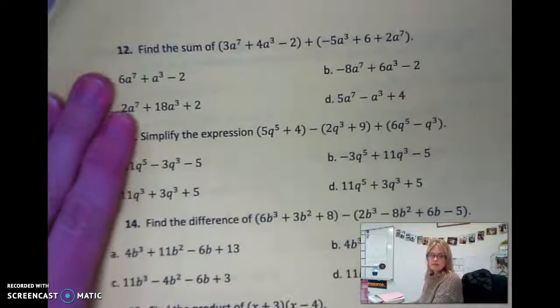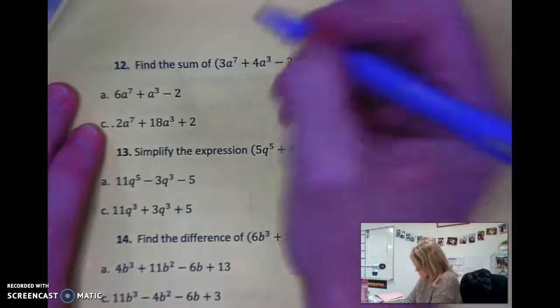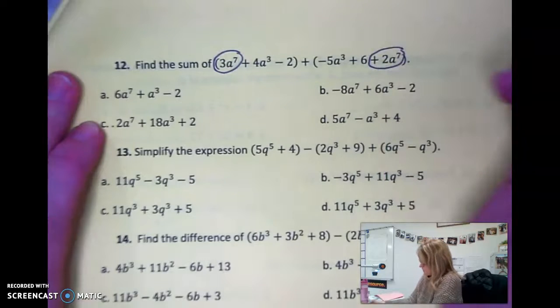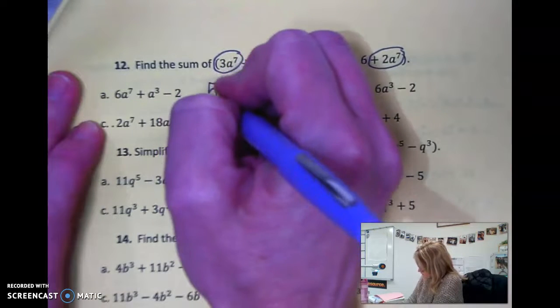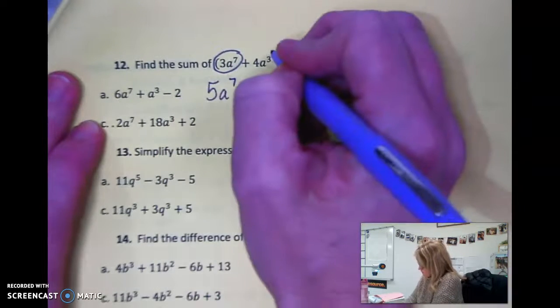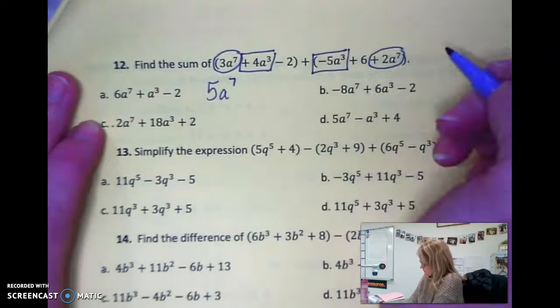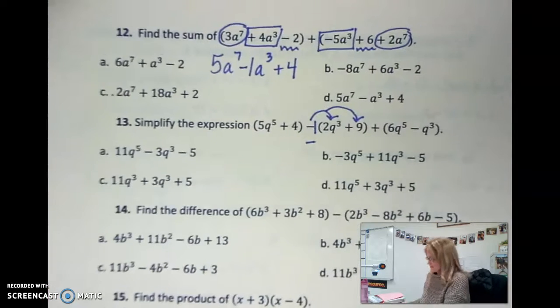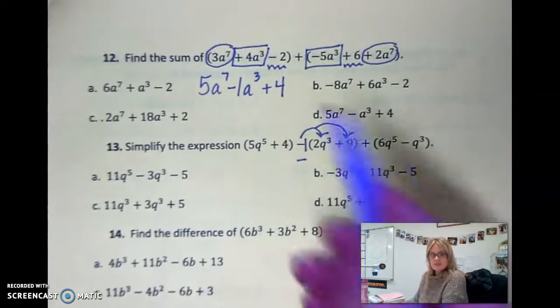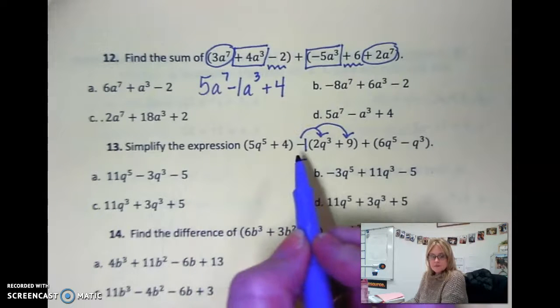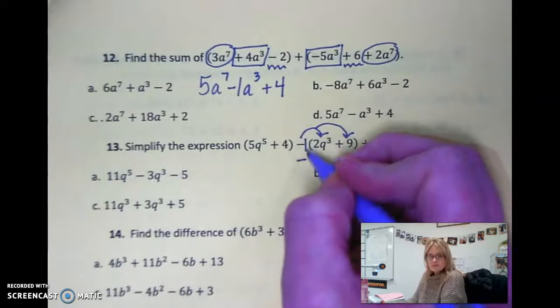When we add, we're looking for like terms, so 3a to the 7th plus 2a to the 7th is 5a to the 7th. We have a positive 4a to the 3rd and a negative 5a to the 3rd. Sorry, my recording got jammed up there, but check your answer for number 12 here. And then remember, when you're subtracting, this is like having a negative 1 there.